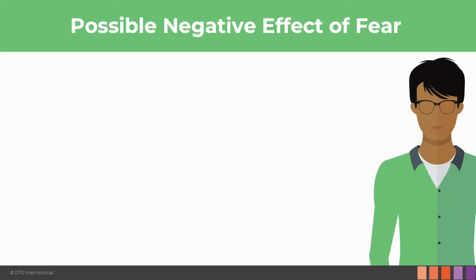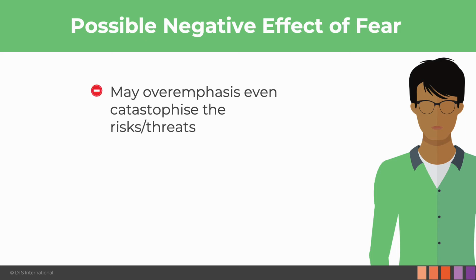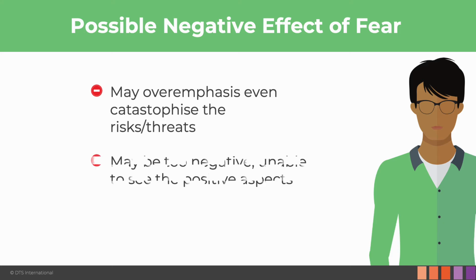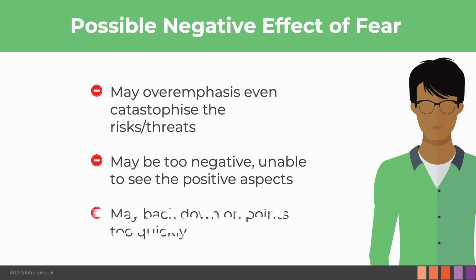Now, there's also possible negative effects of fear. And sometimes we can have an overemphasis, and we can catastrophize the risks or the threats. There's a saying, we can turn molehills into mountains, and all of a sudden everybody can be an enemy, and we freeze because of the fear. Another possible negative effect of fear is that we may be too negative. We may be too pessimistic, and we can't see the positive aspects. Now, this does really impact a lot of people's performance.